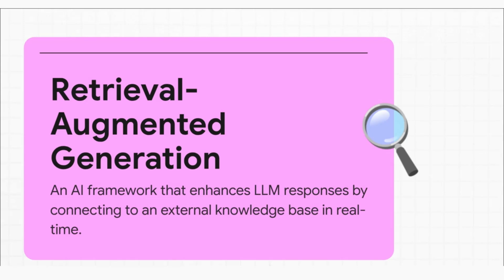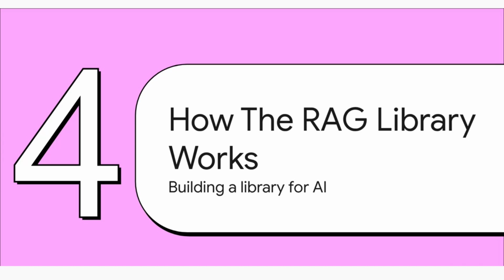The key here is that it retrieves fresh, relevant info in real time and just hands it to the model for context. It grounds the model in actual facts without ever changing the core model itself. Okay, so how does this whole thing actually work?